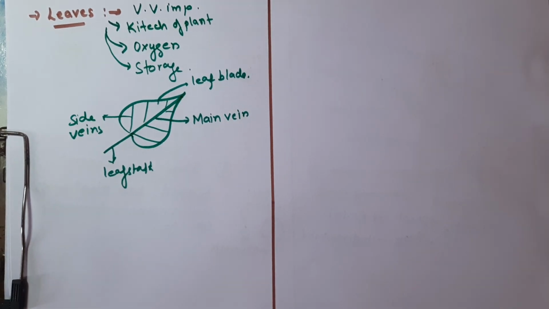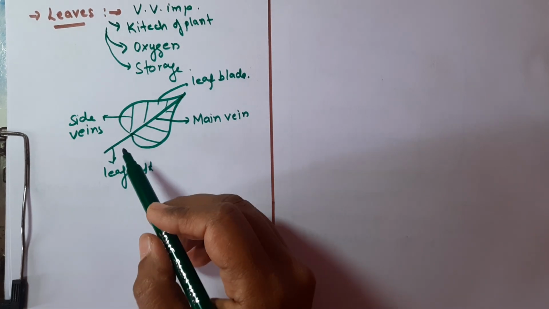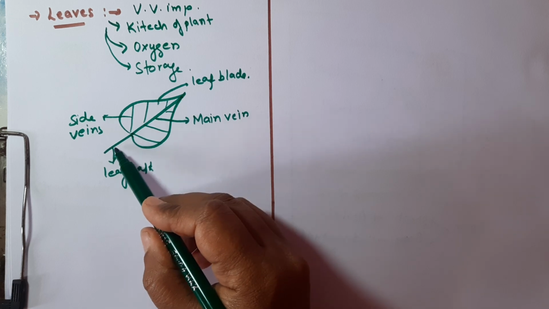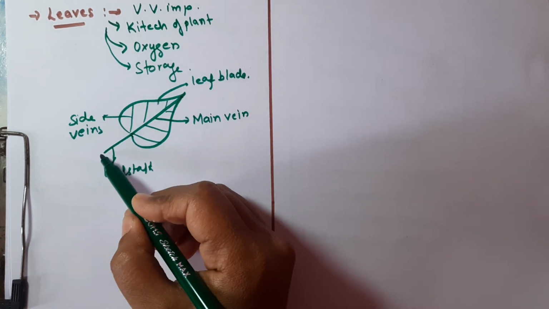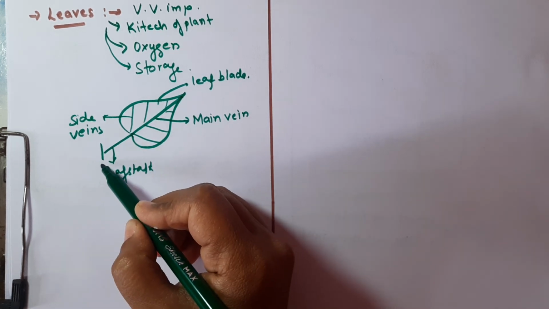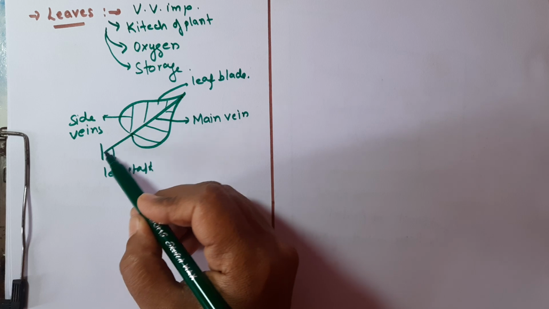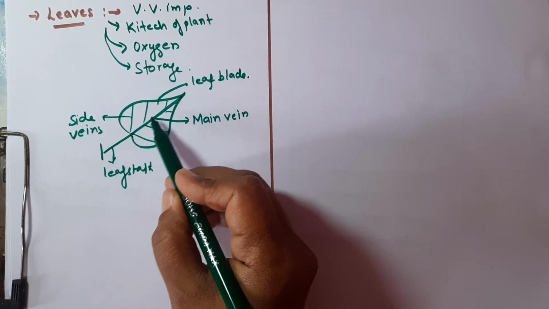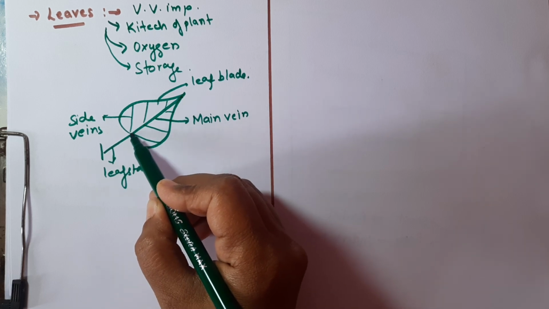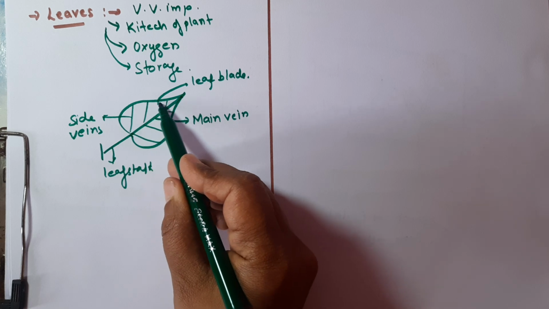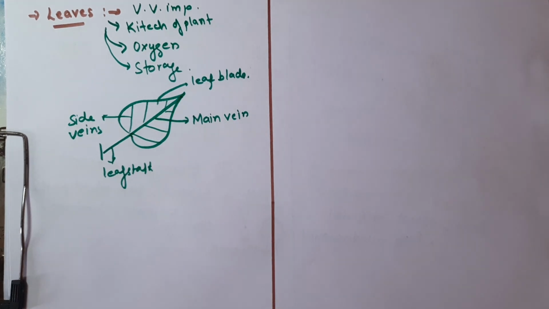You got it? So these main vein and the side veins are used for the transport of water and nutrients. They act as a sort of pipe, so that the root will absorb water and nutrients, the stem will take it from the roots, and then these veins will distribute it to the leaf. And from the main vein, the side veins will distribute it to every inch or corner of the leaf. So this is basically the parts of the leaf.